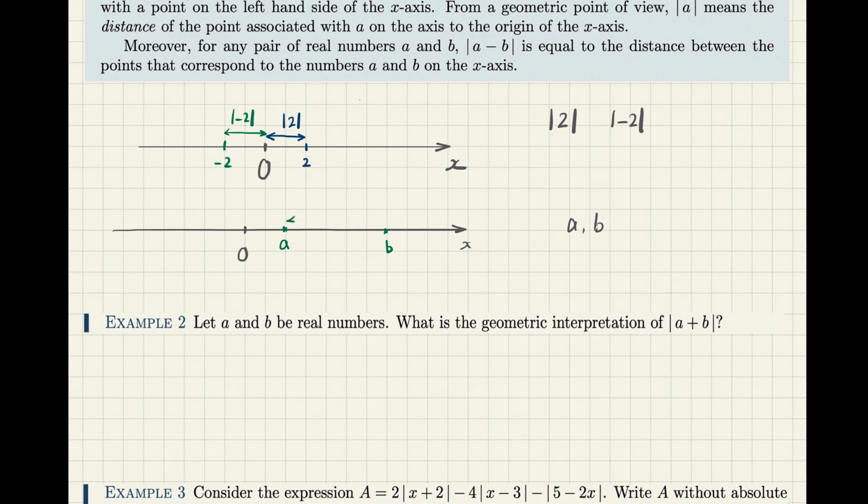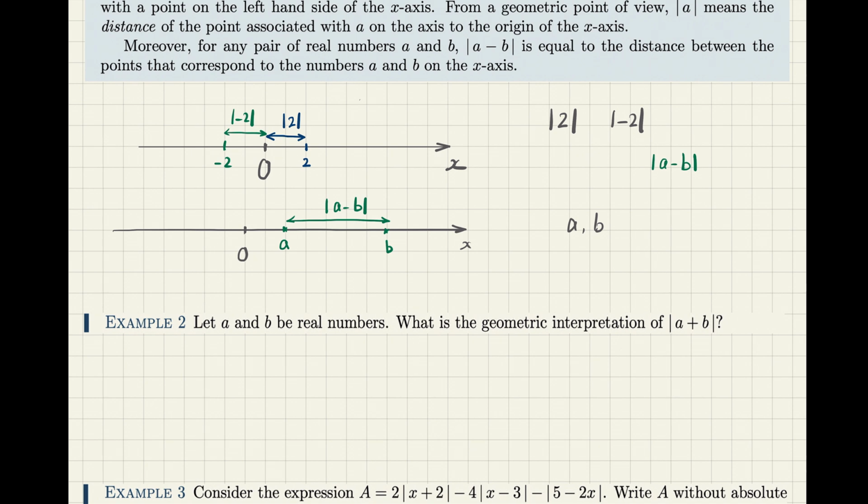If I measure this distance, it is absolute value of a minus b. So absolute value of a minus b, as I have written here, is the distance between the points on the x-axis that correspond to a and b. So that is the meaning of the absolute value of the difference of two numbers.